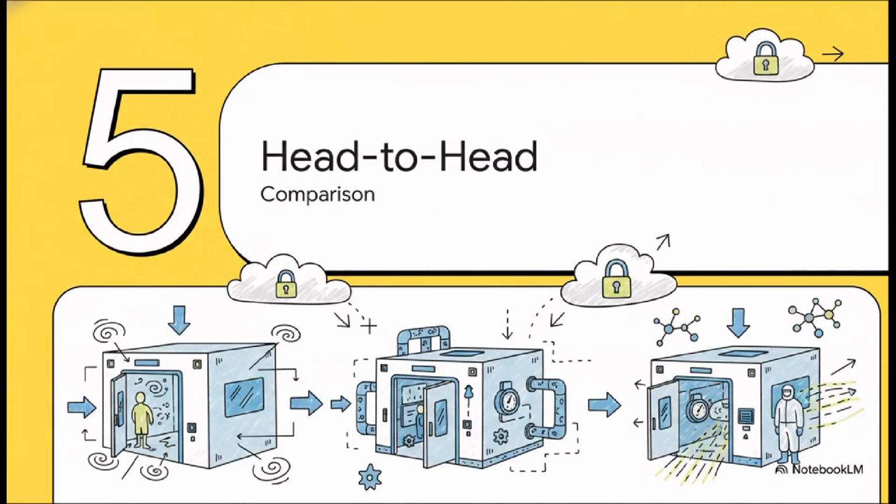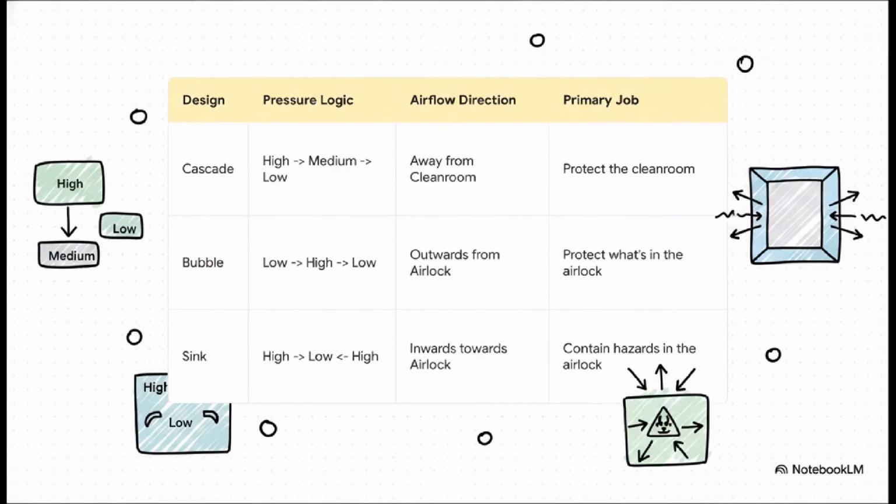So there you have it. Three airlocks, three very different jobs, and they all use the exact same fundamental principle. You know what? Let's put them side by side to really lock in the differences. Yeah, this table just makes it crystal clear. Cascade pushes air away to protect the room. Bubble pushes air out from the middle to protect the product inside. And sink pulls air in to contain a hazard. It just goes to show you, choosing the right design is absolutely critical for the mission.